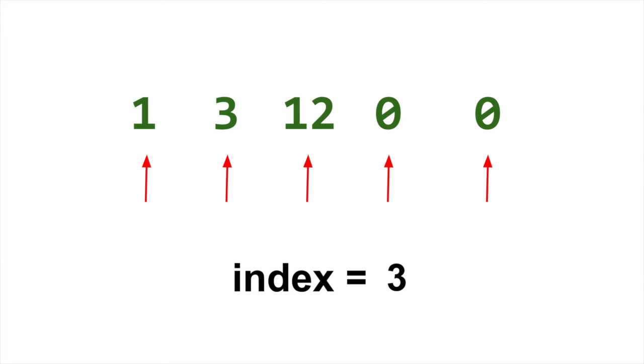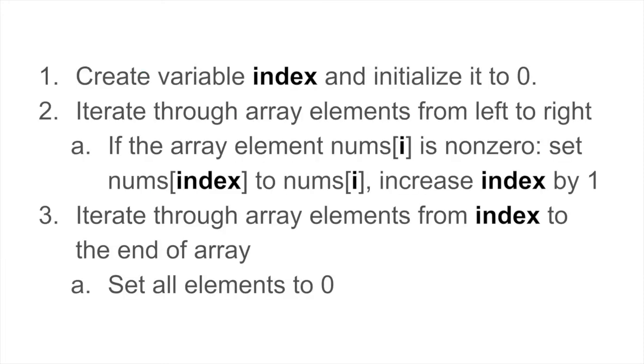Okay, let me summarize how the solution will work. First, we will create a variable index and initialize it to 0. Then we want to iterate through the array elements from left to right. If the array element nums of i is non-zero, we're going to set nums of index to nums of i, and then we're also going to increase the index variable by 1. Then we will iterate through the array elements from index to the end of the array, and we're going to set all of the elements at these indexes to 0.